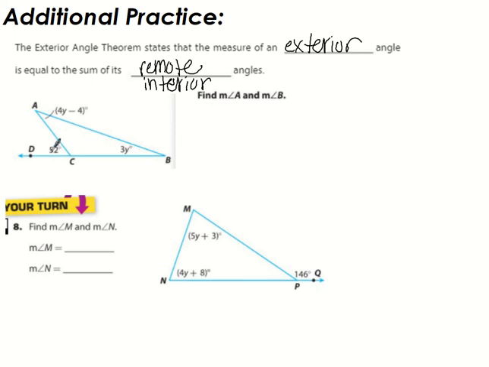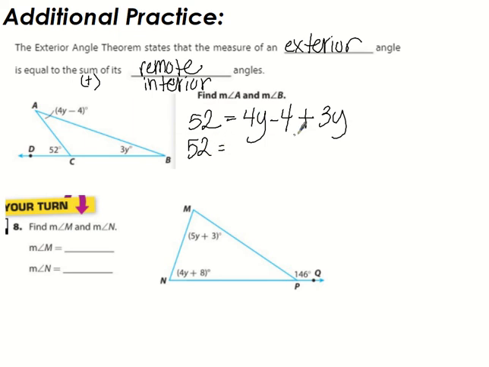So here's what it's going to look like. I'm going to take the exterior angle, 52 degrees. I'm going to set it equal to the sum of the remote interior angles. So these two, those are my remotes. I'm going to go 4y minus 4 and then plus 3y. This is the one plus the other one. And again, these are remote because they're not adjacent to the 52 degrees.